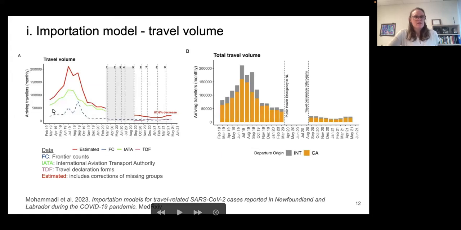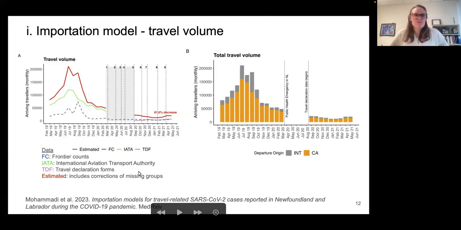So red is the estimated travel volume, which includes corrections for some of the limitations of the different data sources that I just mentioned. The bars here are different types of travel restrictions that occurred during the pandemic in Newfoundland and Labrador. And the green line and the pink line and the blue line are if you just take some of those data, like the International Air Transport Authority data, so that's only air data. So that's what that looks like. That was also only pre-pandemic. There's also a period in the middle, in gray, where we don't really have any good data.